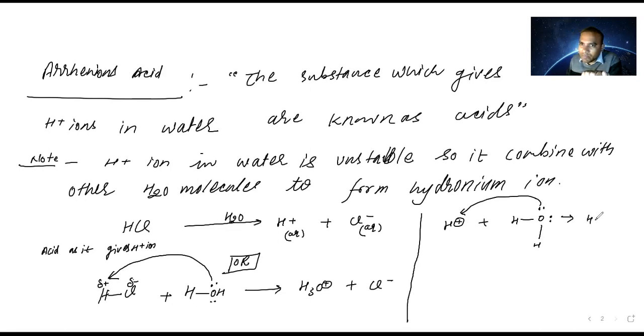You see H, here is O, here is H, and both electrons belong to oxygen. So it is going to form a coordinate bond. Since the electron has been transferred from oxygen to H plus, it is going to be O plus. You can write it as H3O plus. This is what is known as hydronium ion. So this is the concept of Arrhenius acid. Will you be able to understand this? Yeah, I got it.